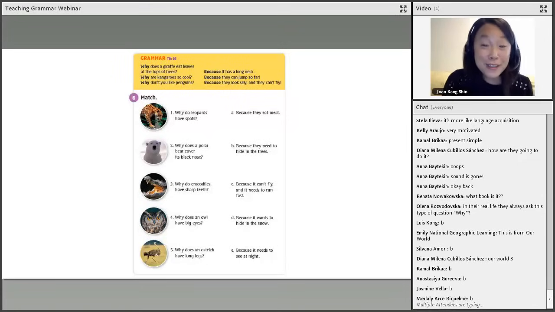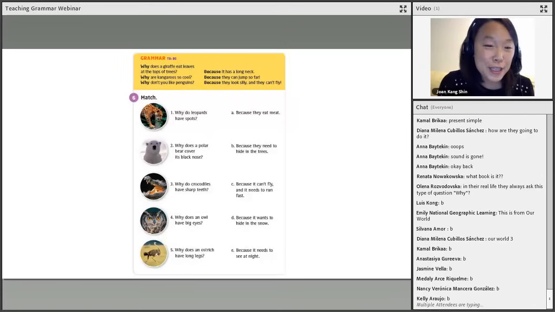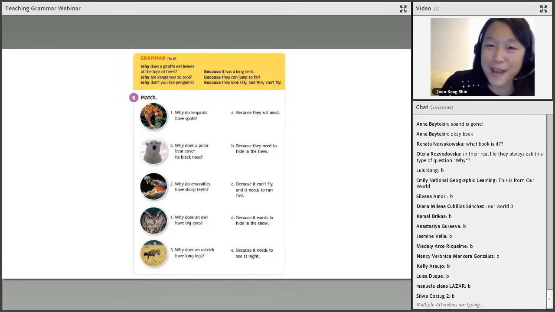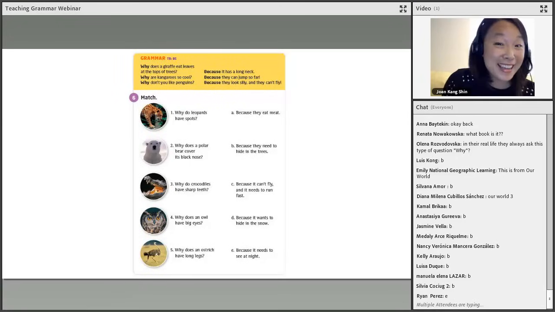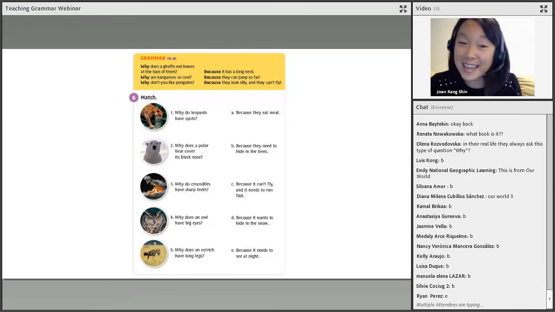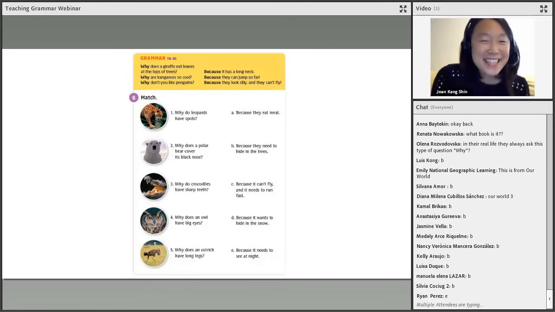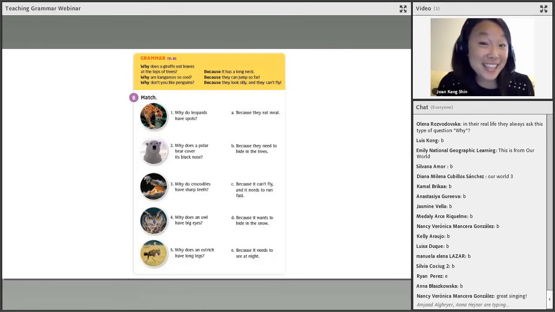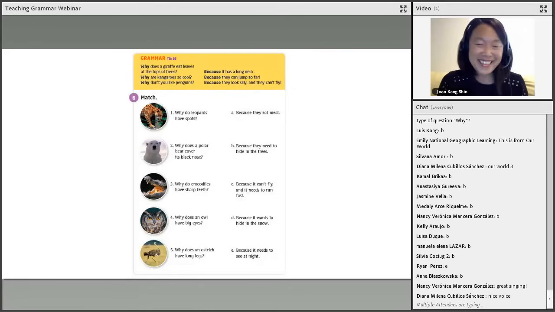Now, you can put this to the tune of the song. Why do leopards have brown spots? Why? Why? Because they need to hide in the trees.